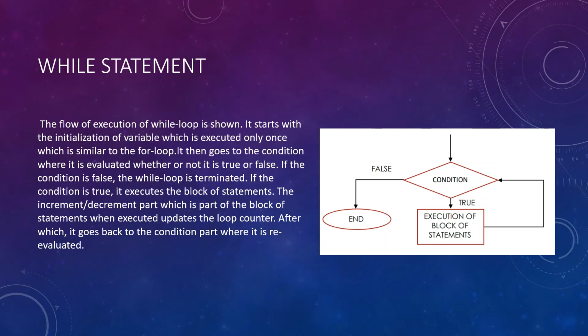The flow of execution of the while loop is shown. It starts with the initialization of the variable, which is executed only once, which is similar to the for loop. It then goes to the condition where it is evaluated whether it is true or false. If the condition is false, the while loop is terminated. If the condition is true, it executes the block of statements. The increment or decrement part is part of the block of statements, which, when executed, updates the loop counter. After which, it goes back to the condition part where it is re-evaluated.